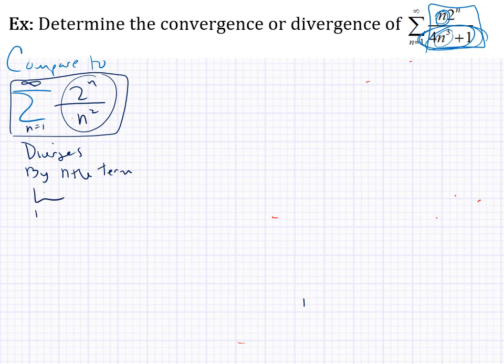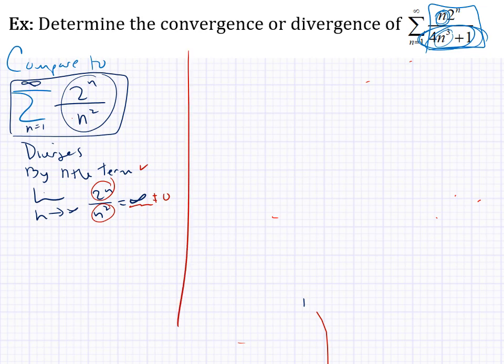Why? Because if you do the limit as n goes to infinity of 2 to the n over n squared, that's going to be infinite. For, think about what we said, 2 to the n is going to grow faster than n squared. We could show that by L'Hopital's rule, but 2 to the n grows faster than n squared, numerator goes faster than denominator, so you're going to get infinity as your answer. So that's not 0, and that's why the nth term test applies.